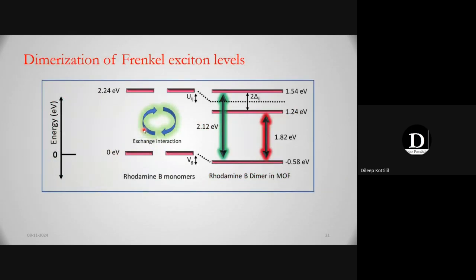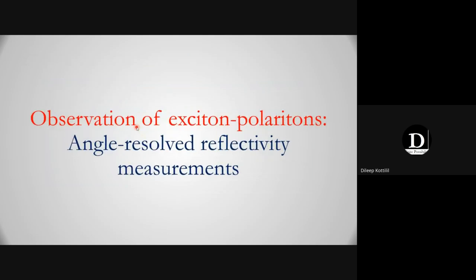So this is just the formation of these polaritons. The dimerization happens in the Frenkel excitons first, which are just details not really related to the formation of polaritons. So if you are interested, we can come back to this slide later.